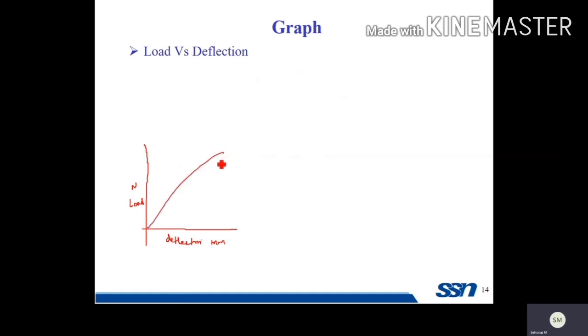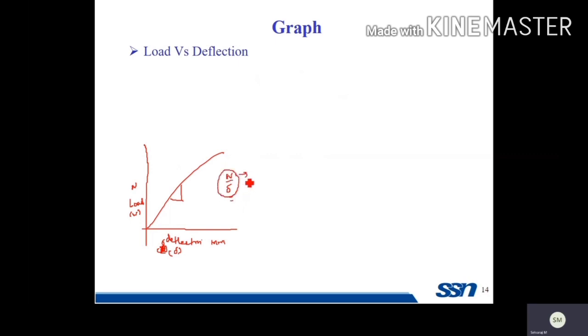So now you find the slope of this curve, that is dy by dx. What will it give? Load is W and deflection is x, but here we have taken deflection as delta. So here load is W and deflection is delta. So dy by dx is W by delta. This value you have to substitute in the modulus of rigidity equation.